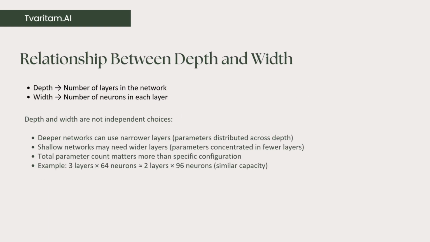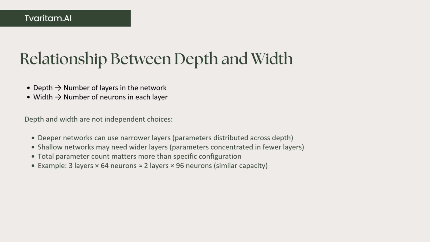Now when it comes to the relationship between depth and width, depth is the number of layers in the network. More layers mean a deeper network, and width is the number of neurons in each layer. So a high number of neurons will contribute to a wider layer. Now depth and width are not independent of each other. Deeper networks use narrow layers, while shallow networks may need wider layers. Total parameter count matters more than specific configuration. For structured data, a wide and shallow architecture often performs better than a very deep network.